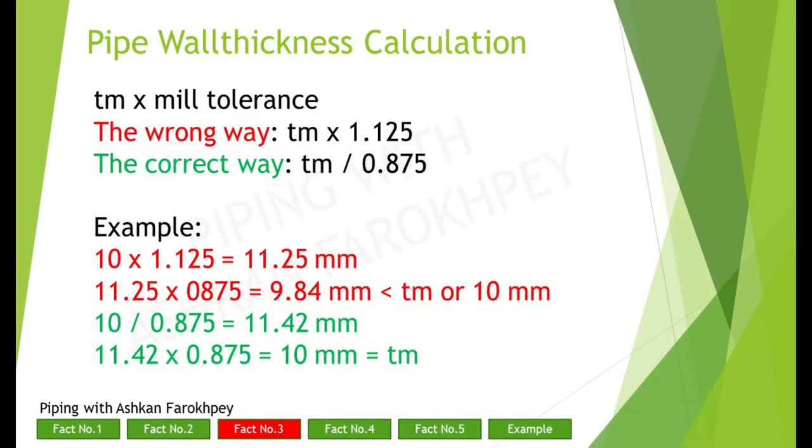So, the correct way is to divide the 10 mm or your Tm by 0.875. This gives us the final thickness of 11.42 mm, which won't go below 10 mm if the 12.5% of its thickness is reduced for the manufacturing errors.